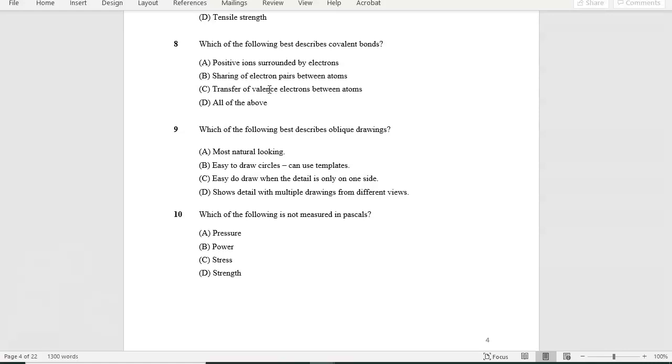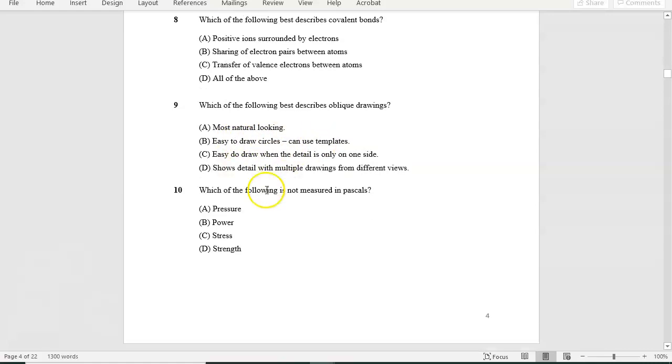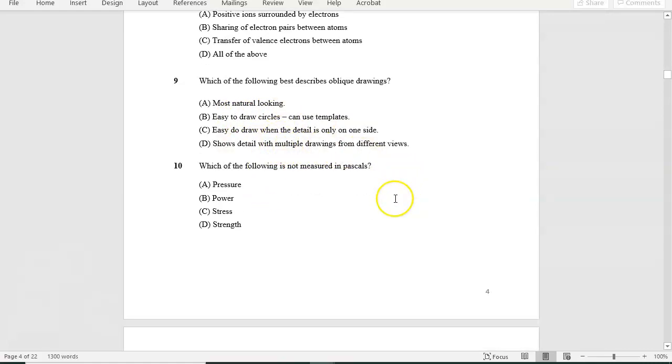Which of the following best describes oblique drawings? So oblique drawings are the ones that we use when we have detail on one side. So if we only have one circle, or if we're drawing a complex shape that is only on one side, like say a pentagonal prism, for example, it's a lot easier just to draw the pentagon and then just draw lines at 45 degrees from that. The most natural looking is perspective. Isometric is the one that we can use circle templates, and shows details with multiple drawings from different views is orthogonal.